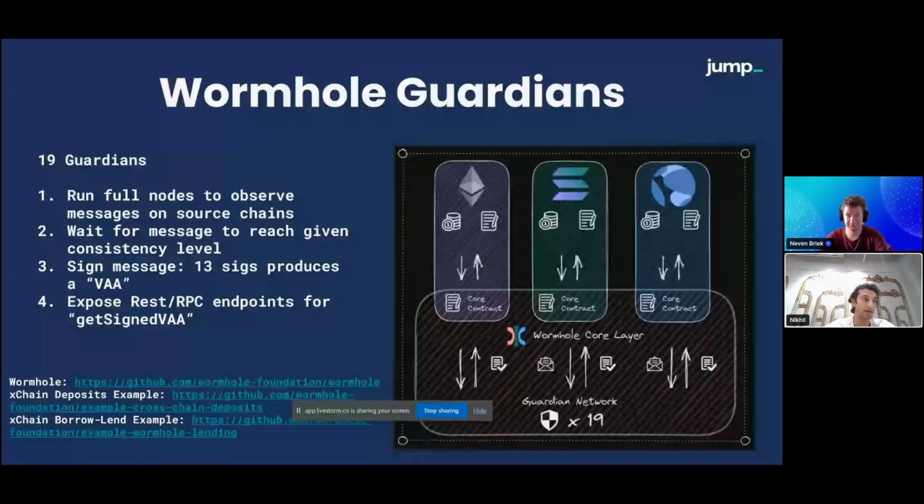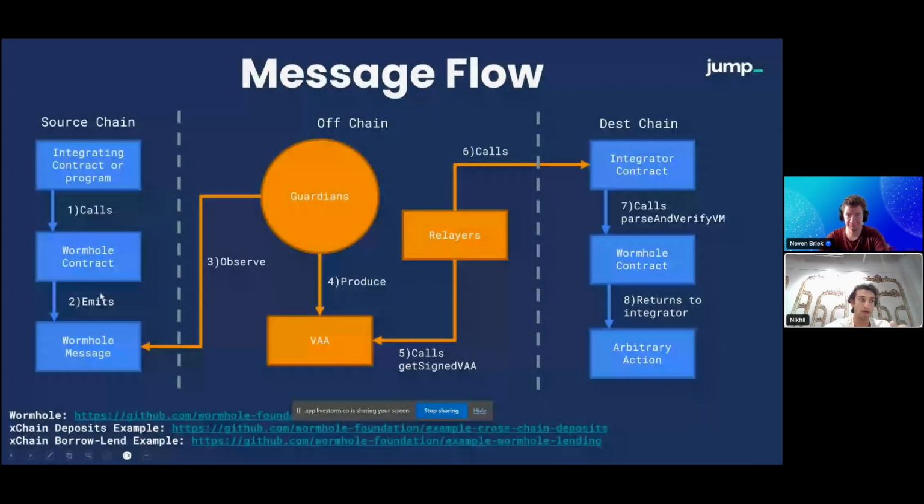So this slide shows you the entire life cycle of the Wormhole message flow. So how a message gets from a source chain to a destination chain in 8 steps. So the way this works is on the source chain, the first step is the integrating contract or off-chain program will call the Wormhole contract with a certain message to emit, and the Wormhole contract will emit that message as a Wormhole message, as an event, or however else you can emit messages on various other VMs.